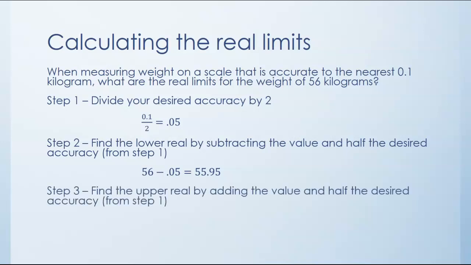So step 3, we want to find the upper real limit. We're going to do this by adding that half desired accuracy to our value. So we're going to take our 56, add 0.05 to it, and we're going to get our upper real limit at 56.05. So that means that anything that falls between 55.95 and 56.05 would go into the bucket with 56.